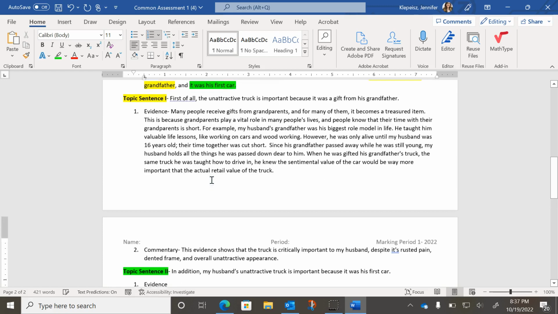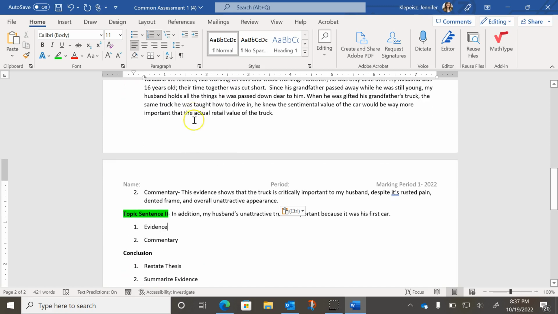Now that you've seen me create a paragraph and you've created one, go ahead and repeat the process for your second body paragraph.